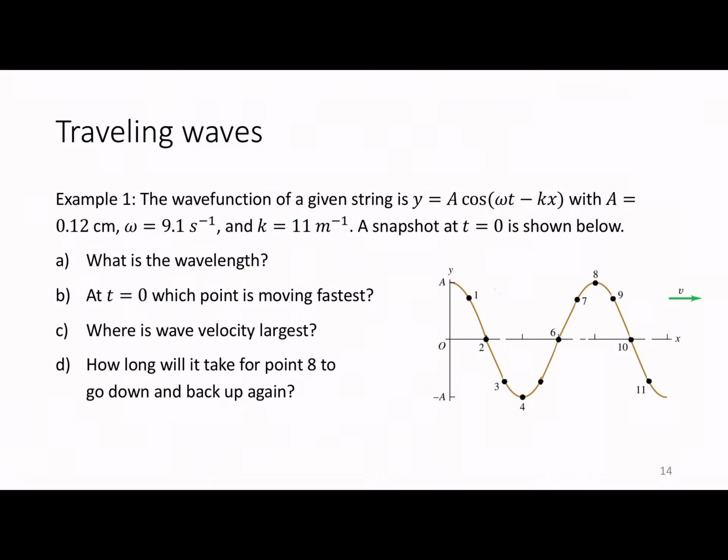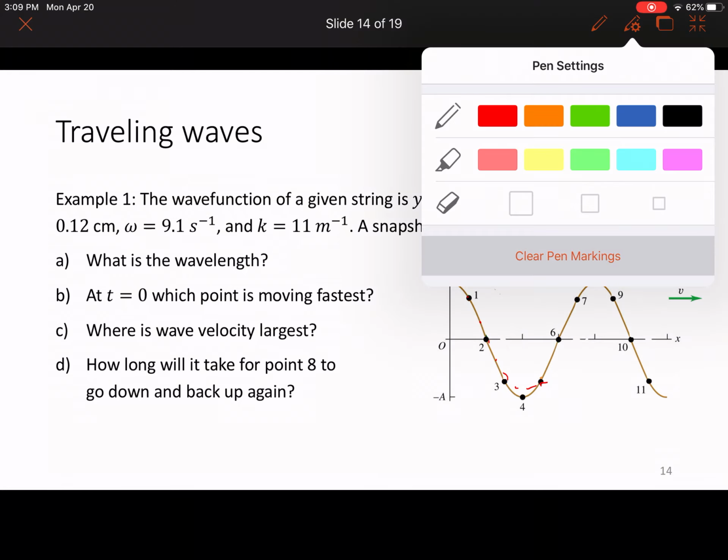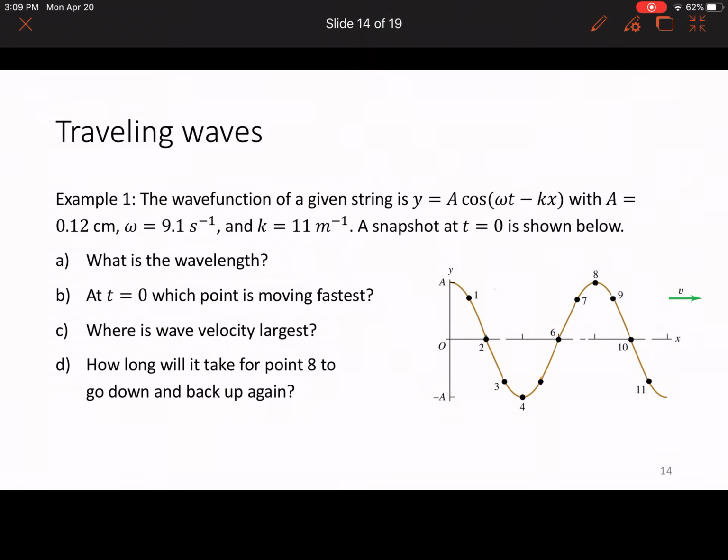All right, so that's enough explaining. Let's go ahead and start practicing with an example. So imagine I create a traveling wave on a spring, and its wave function is given by y, the displacement of any given point in the vertical direction, equal to A cosine kx minus omega t, or equivalently omega t minus kx. The amplitude A is 0.12 centimeters, omega is 9.1 radians per second, k is 11 inverse meters. And I've shown you a picture at t equals 0.